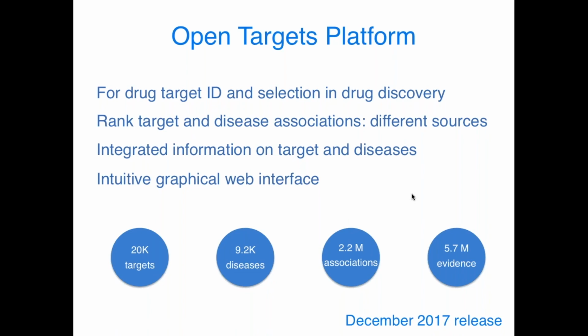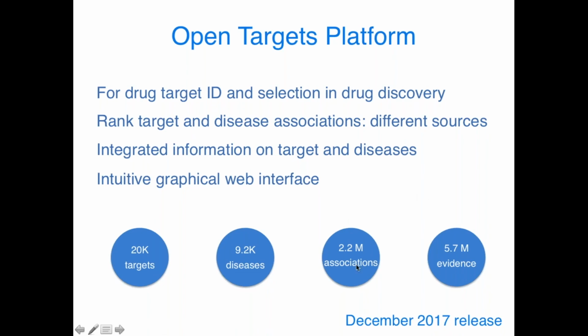We rank the target and disease associations based on the different sources that we currently rely on. So different sources will be scored differently. This information is also integrated at the target and disease level, so you can find a profile for the targets and a profile for the diseases as well. And we do provide, in addition to the REST API, this very intuitive graphical web interface.